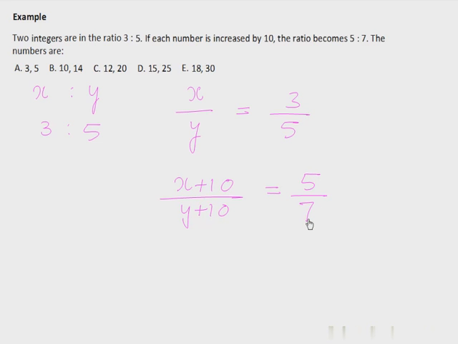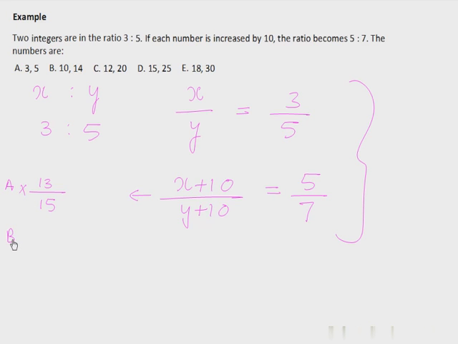The numbers are... So here are 2 pieces of information and 5 answers are given. I try out the answers. The answer that satisfies both these equations is the one I'm looking for. First choice, 3 is to 5. Of course, it satisfies equation 1. What about equation 2? 3 is to 5 would become 13 over 15. 13 over 15 does not reduce to 5 over 7. So A is out.